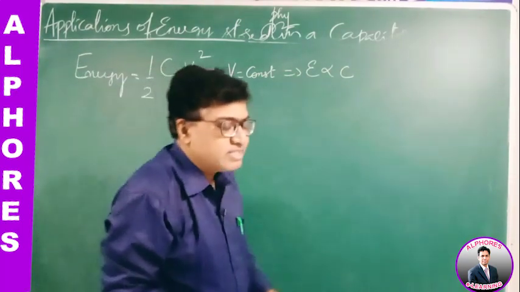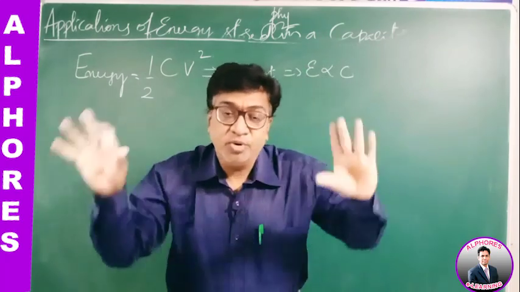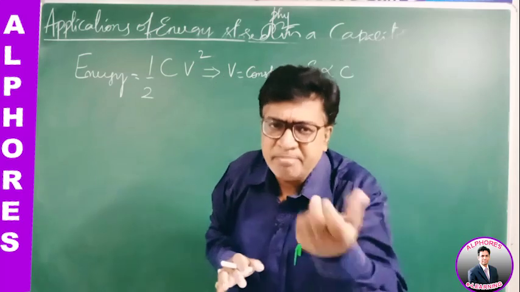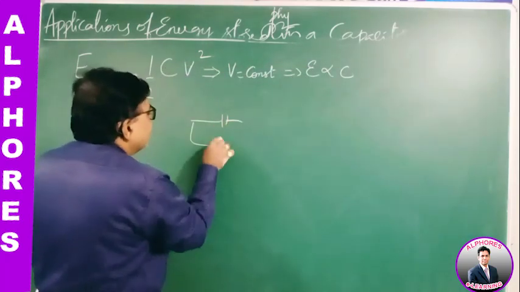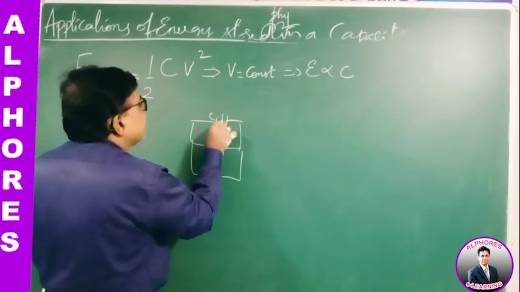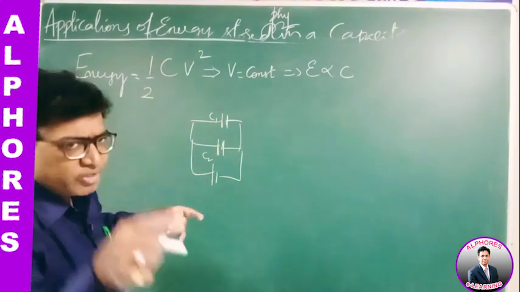What do you mean by this? He is comparing two capacitors. Both are connected to the same potential. Potential being the same means they are in parallel. Imagine there are two capacitors like this, both connected to a battery. This is the C1 capacitor, this is the C2 capacitor, in parallel to a battery. In parallel, potential is the same.